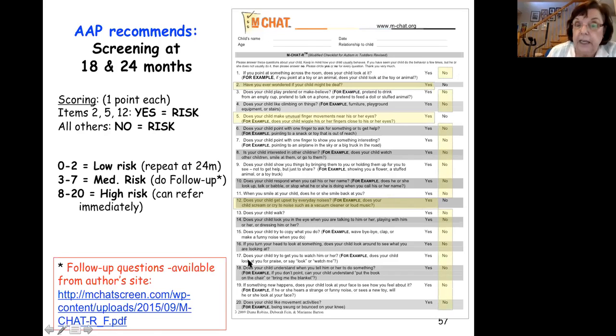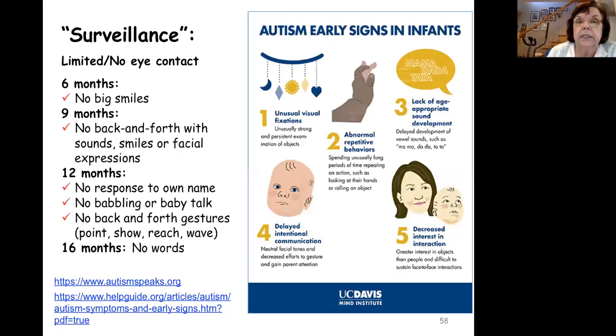And a score of 8 to 20 means high risk, and you really should refer that child immediately. And for surveillance, this is a nice poster from UC Davis that looks at some of the things that are important in surveillance, but certainly the lack of eye contact is the hallmark that practitioners look for.